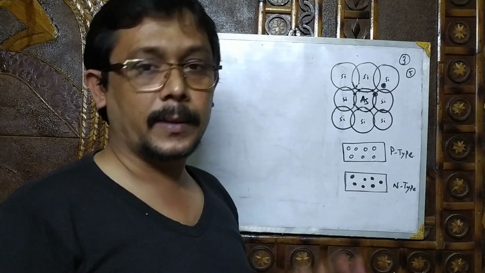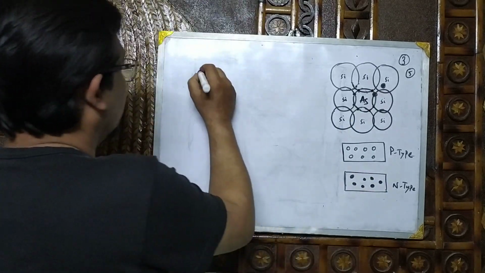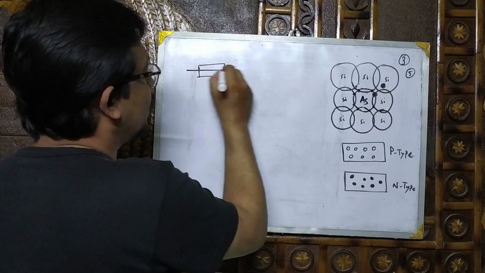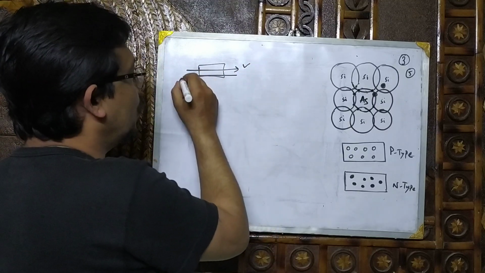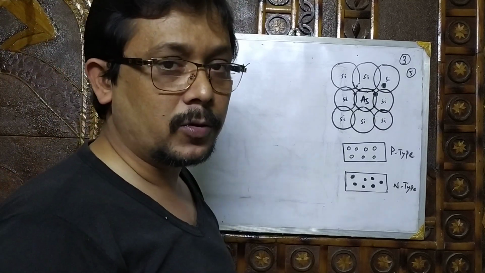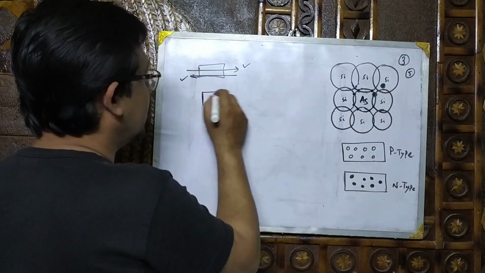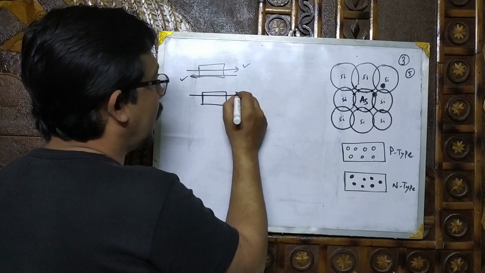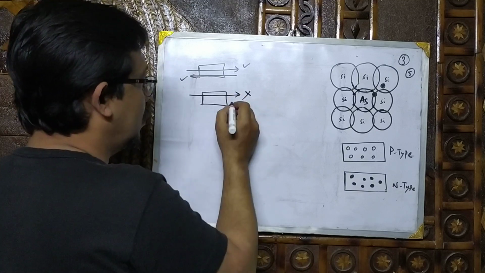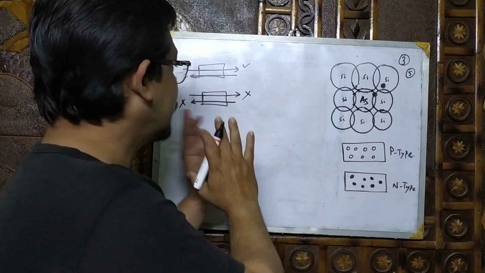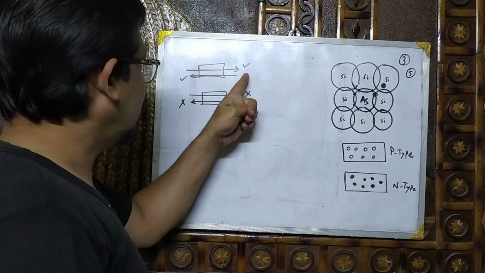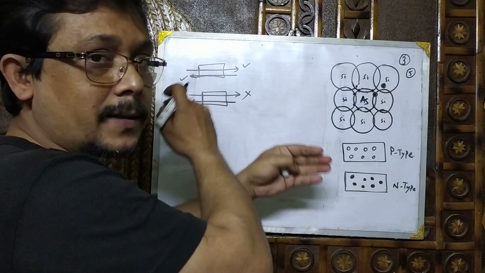Now let us see what a diode means. Look, if it is a good conductor, then you can pass the current along this direction. At the same time you can pass the current in the opposite direction also. This is possible for a good conductor. Now what happens in an insulator? If you want to pass the current, it will not go. If you want to pass the current in the opposite direction, it will also oppose the current. You cannot pass the current through it. But in a good conductor, you can pass the current in both directions.